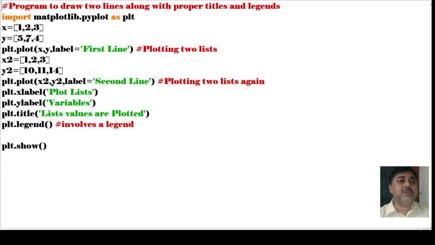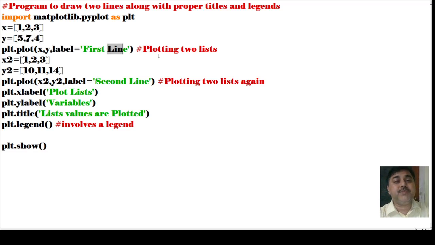First and foremost, you see that I have imported matplotlib.pyplot as plt, isn't it. Then in the x I have given some values of x, then in y I have given some values of y. Then what I have done here, see: plt.plot(x, y), label equals first line.